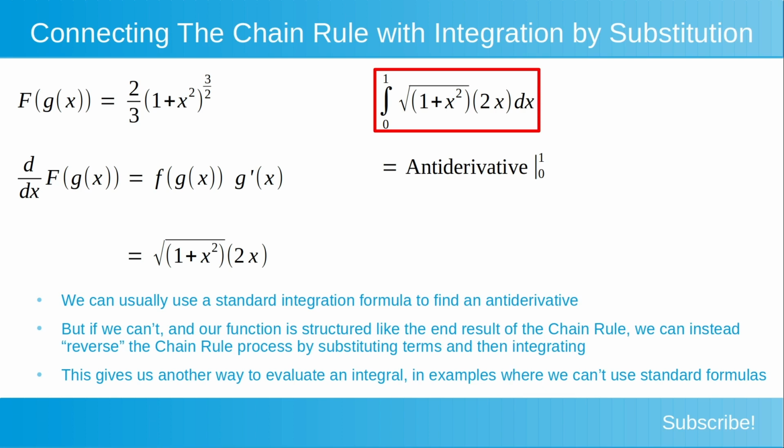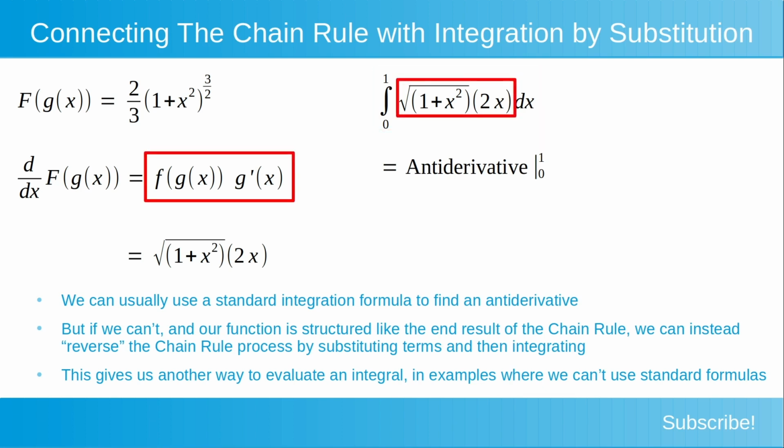Now, our function doesn't match up to any of our standard integration formulas, but it is structured like the end result of a chain rule differentiation calculation. That square root of 1 plus x squared is a composite function of the form f of g of x, where g of x is equal to 1 plus x squared. And that 2x is the derivative of our function g of x, g prime x.